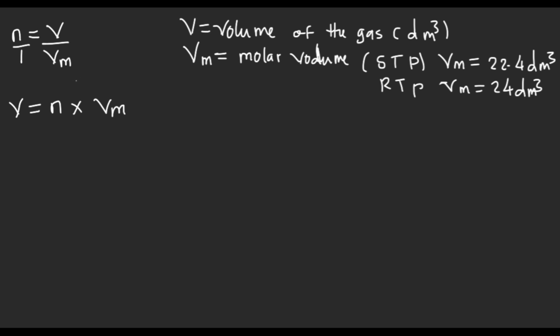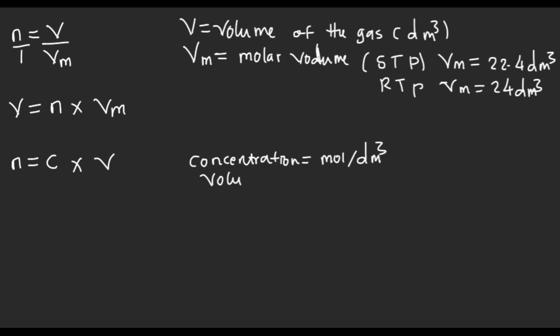Then if we move on from this, the other formula that we can look at is number of moles is equal to concentration multiplied by volume. Where concentration should be in moles per decimeter cubed, then for volume it should be in decimeter cubed. Then we know the units for number of moles. So what if we want concentration?